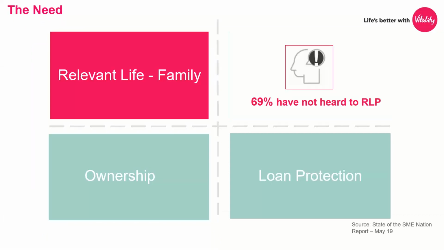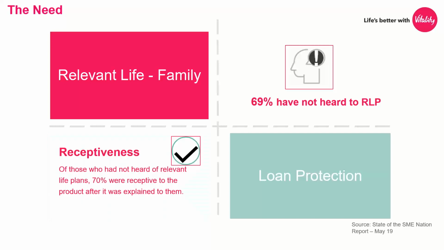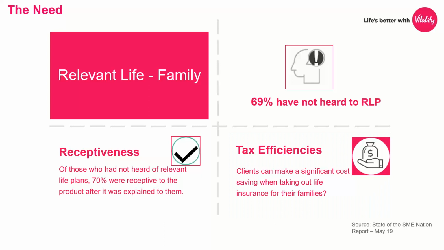Now, relevant life plans, even though they sound so good, an allowable business expense, protecting the family, a great way of getting profit out of the business in a different way, still 7 out of 10 owners of businesses have not heard about relevant life plans. The receptiveness is there, and most people will follow the advice that they receive, because they can see the benefit. And a lot of the reason why people are so keen is because they realise it's a really affordable way to get that additional family protection in place.